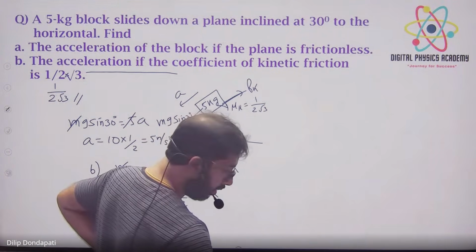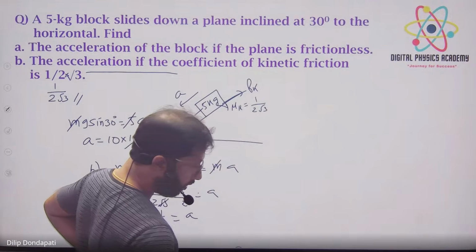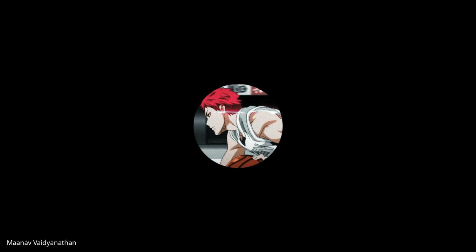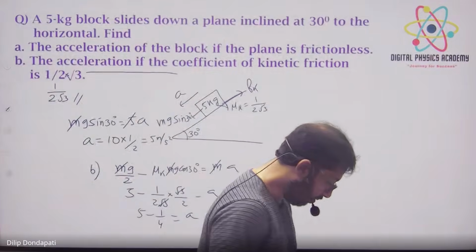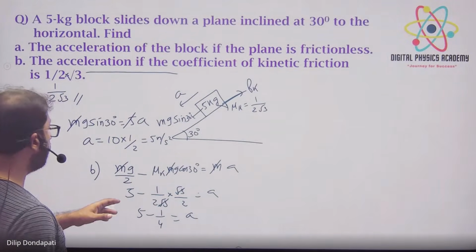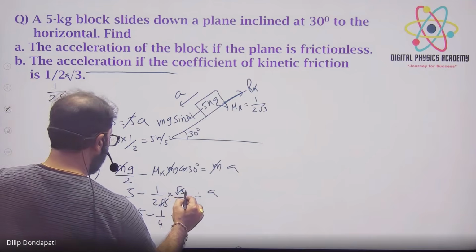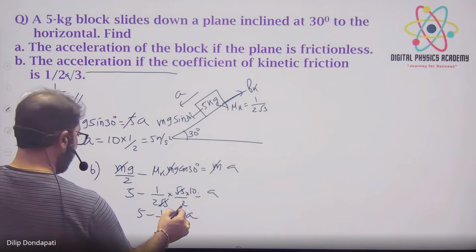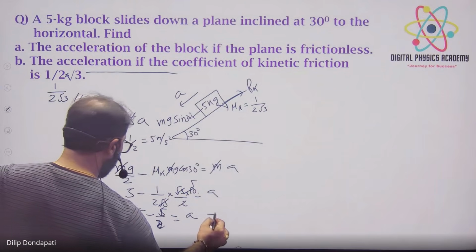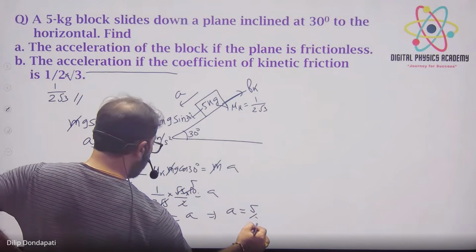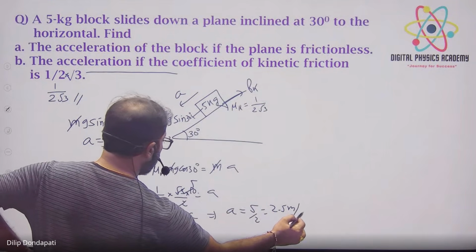Sir, I'm getting 2.25, right? 2.5 आ रहा है actually, but something mistake देखो. mg, Sir, you didn't multiply G to that, sir. Okay, you should multiply G, 10. G is 10, right? वही है. Then you get 5/2. So a is 5/2. That is 2.5 meters per second square. Yes, this is the answer.